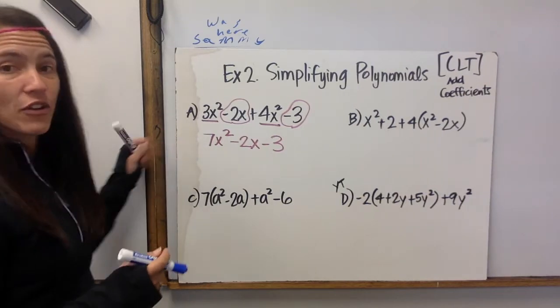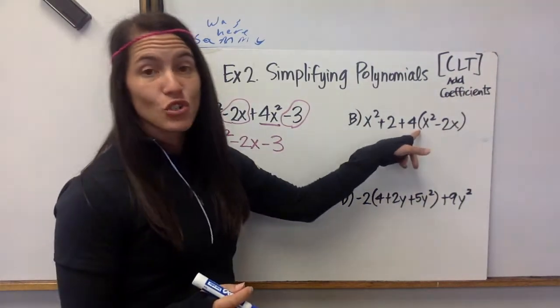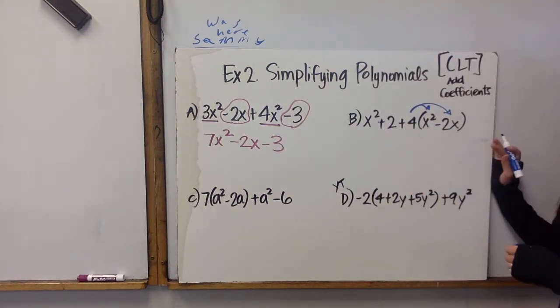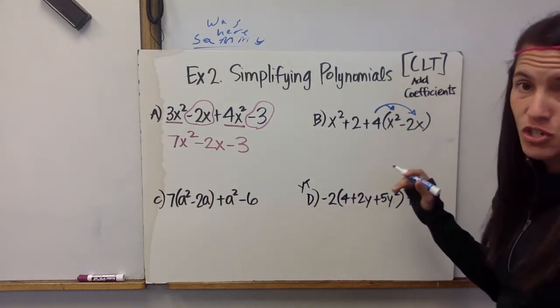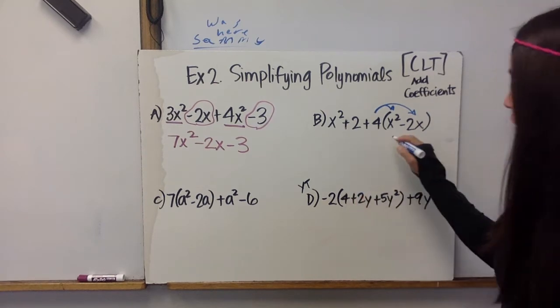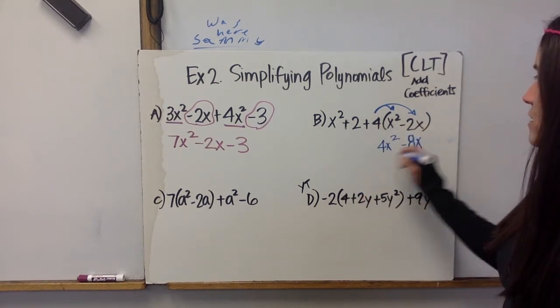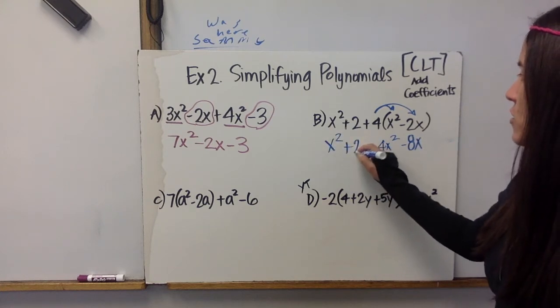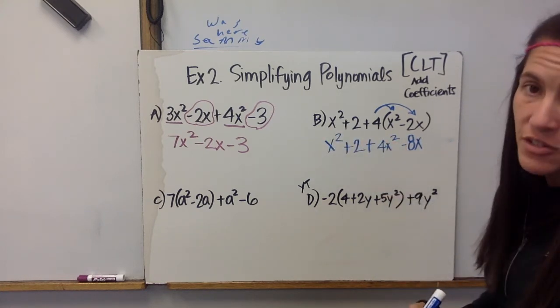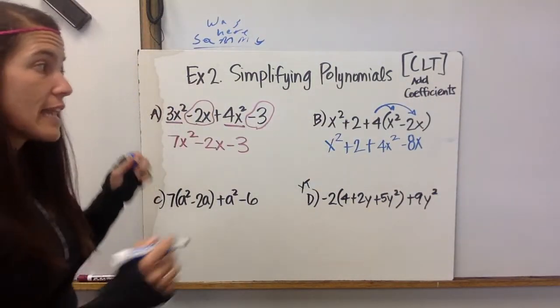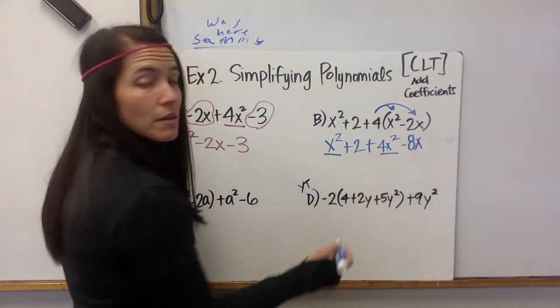Let's do B together. In B, I'm going to have to distribute right here. In order to simplify this, I have to distribute. So I'm going to get 4x squared minus 8x, and I'm going to bring everything else down. So I distributed that 4 to the x squared and to the negative 2x. Now I can combine my like terms.